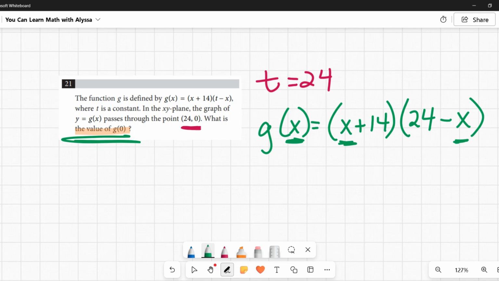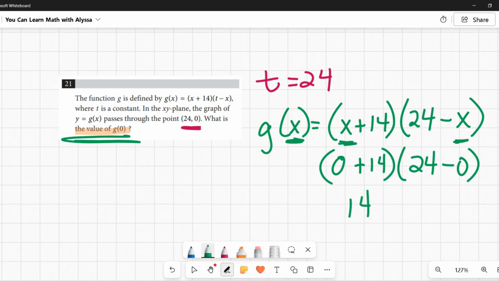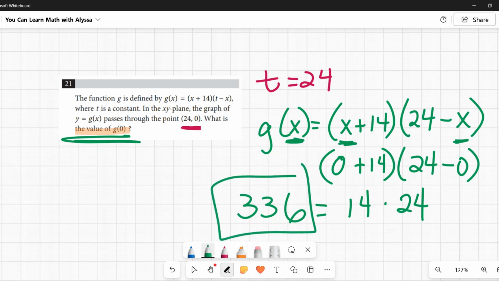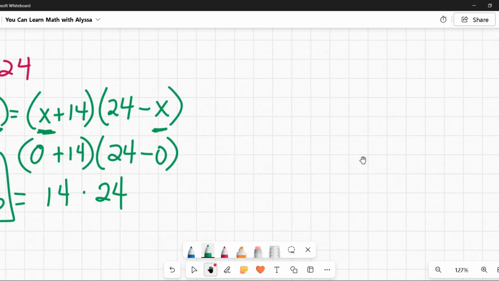Okay, so I'm going to plug 0 in for x. So I have 0 plus 14 times 24 minus 0. 0 plus 14 is just 14. 24 minus 0 is 24. And let's see, 14 times 24 is 336. So that is it. That is my value of g of 0. It is 336, and that is my answer.